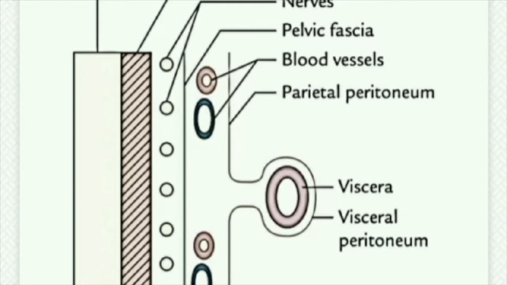The soft tissue structures in the pelvic walls from deep to superficial are ordered as follows: the muscles, nerves, pelvic fascia, blood vessels, and peritoneum.